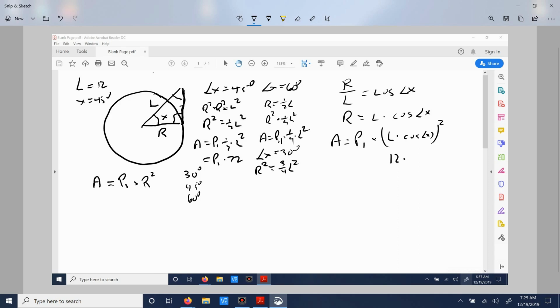Now what's the cosine? In this case, X is 45 degrees, so you would take your calculator and clear it, and hit 45 and hit the cosine button. And then you would multiply that times 12. And then you would square that. And guess what? You get 72, and that's what we had before. And then multiply that times pi, and you would get 226. So this would be the most general formula.